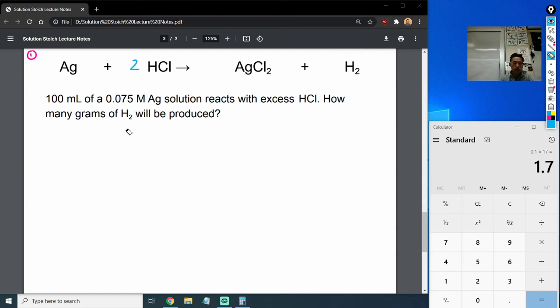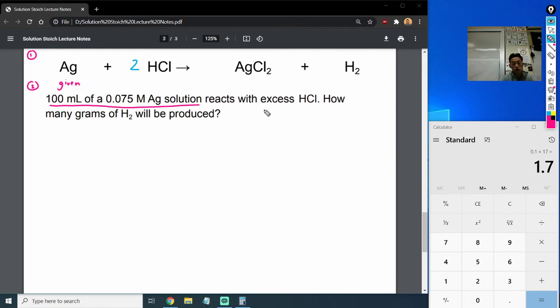Now we're going to go on to step 2. We're going to figure out our given and our end. So let's read the problem. We have 100 milliliters of a 0.075 molarity Ag solution. So we have all these numbers for Ag. There's no way they're going to give us all this information and not make us use it. So this is going to be our given. Our given is Ag.